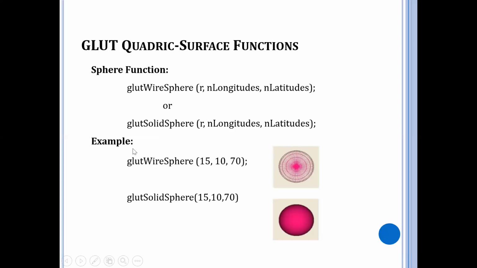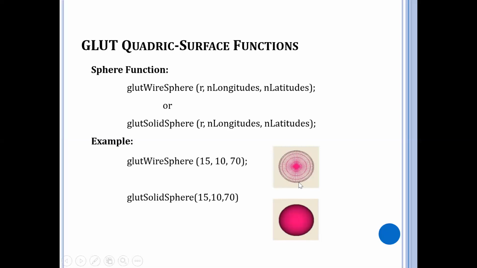Here I have taken an example with some values, wherein I have taken the r value as 15, longitude value as 10, and the latitude as 70. You can see in both the functions I have taken the same arguments, only the function names are different. You can look at the output here. One is in the form of a wire and the other one is a solid representation. So this is what I meant initially. It renders the same thing but in a different form.